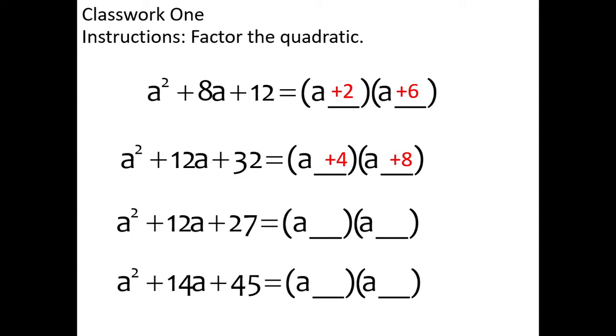Okay, for the third one, I got plus 3 and plus 9. So check your work, see if you got the same thing I got. And if you didn't, you should go back and watch example number 1 over again and figure out what you were doing wrong. Okay, so for the next one, pause your video. And I got 5 and 9, plus 5 and plus 9. Okay, so let's go on to the next example.